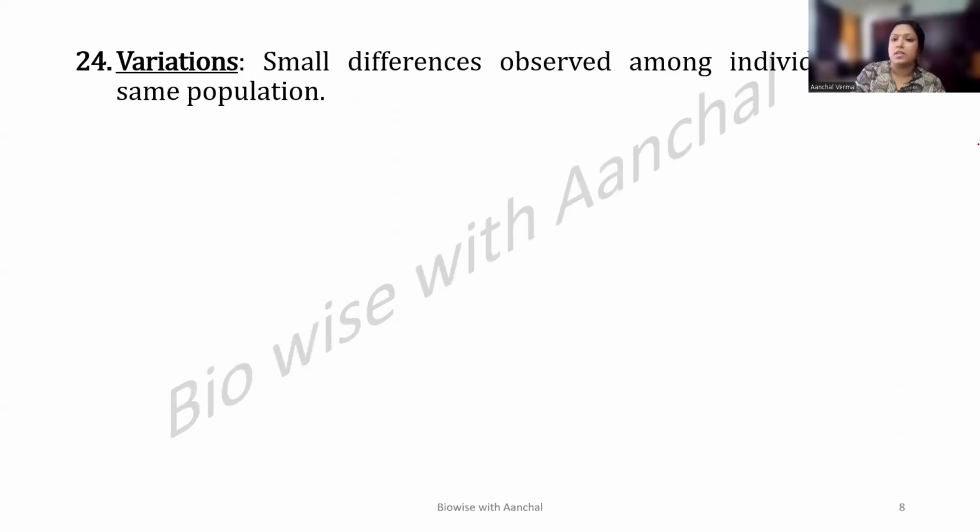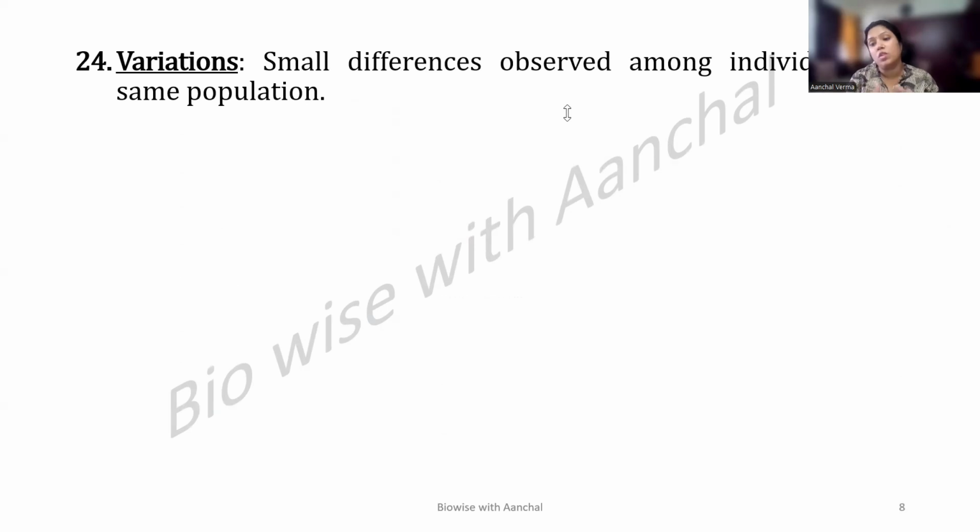Okay. Next one is variations. What are variations? Variations are the small differences observed among the individuals of the same population. That does not make them different species, but there is slight change in the appearance of various organisms, like difference between you and me.